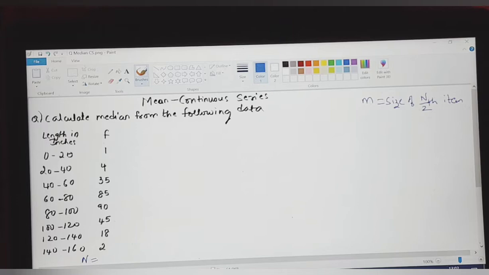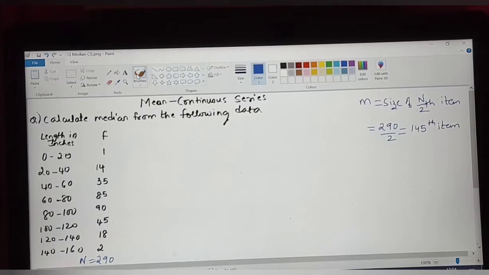290. Now let me calculate the value here. 290 divided by 2 gives me the 145th item. To locate this 145th item, it is not possible to see any item which is even nearby 145. Let's find out the cumulative frequency now.